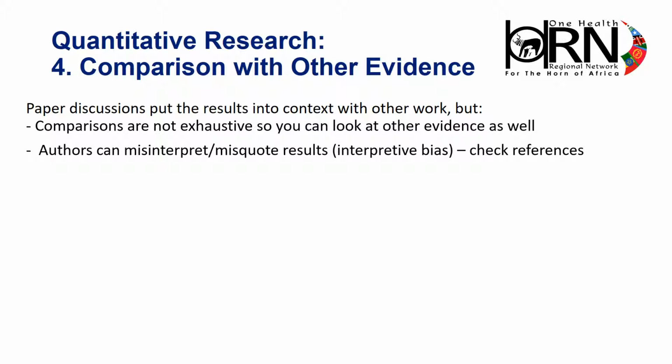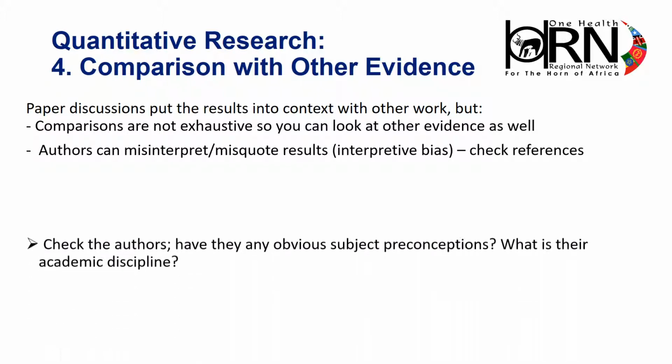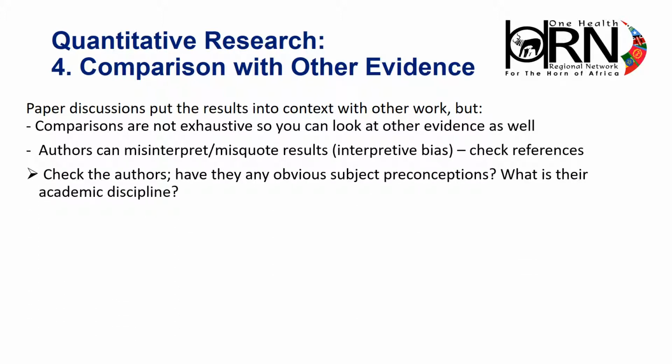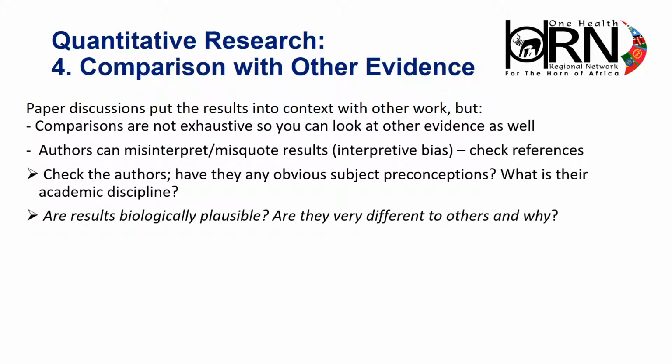A simple rephrasing of a sentence can dramatically alter the interpretation of a statement, and the effect may be not obvious. Therefore, it's important that references used by authors are checked, particularly when they are important to the author's conclusions. Check the authors. Do they have any obvious preconceptions about the subject? What is their academic discipline? This impacts their approach. It is also important to decide whether the results are biologically plausible. Readers should be cautious about believing results that are difficult to explain.